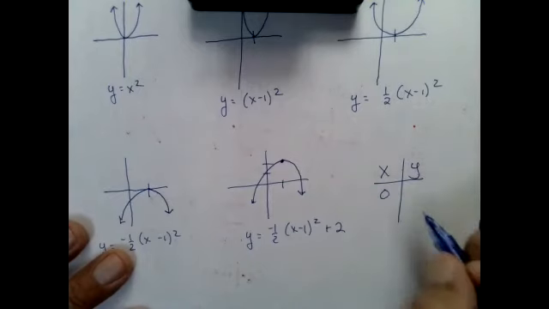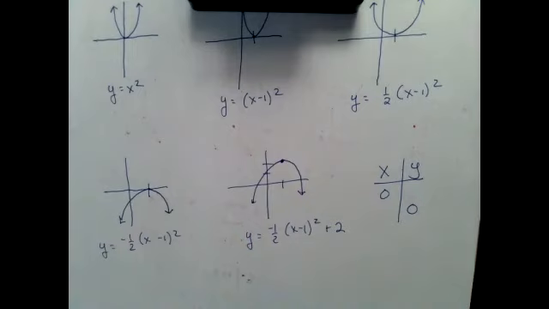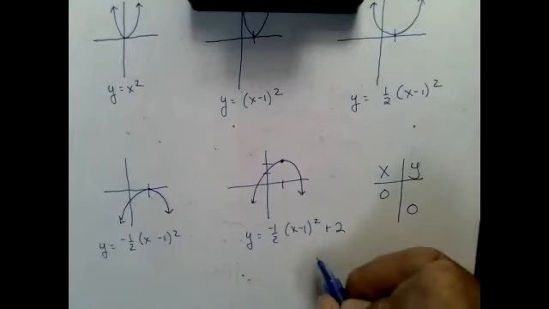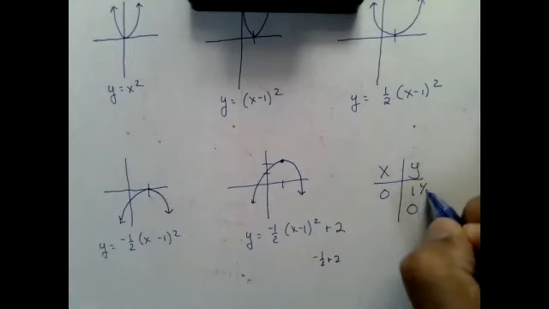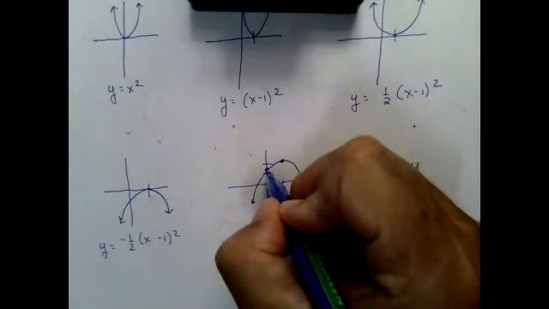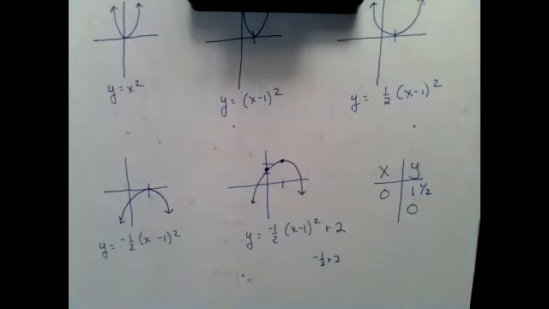What if x is 0? What if y is 0? My intercepts, right? X is 0, I'm finding the y-intercept. Plug 0 in. 0 minus 1 is -1. Squared, I get 1. Times -1/2 is -1/2. So that's going to be -1/2 plus 2. That's going to be 1 and 1/2. Nice. Got kind of lucky there.